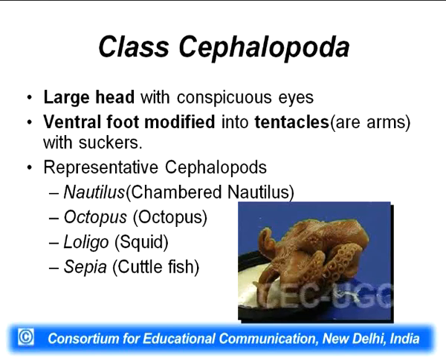Foot is modified into two structures which are called the arms and a funnel. The familiar examples are the octopus and the squids. The number of arms in octopus is 8, and in the case of squids and the cuttlefish, the number of arms is 10. Along with the octopus, squids and sepia, we have one more example, which is the nautilus. This nautilus has a well developed shell.